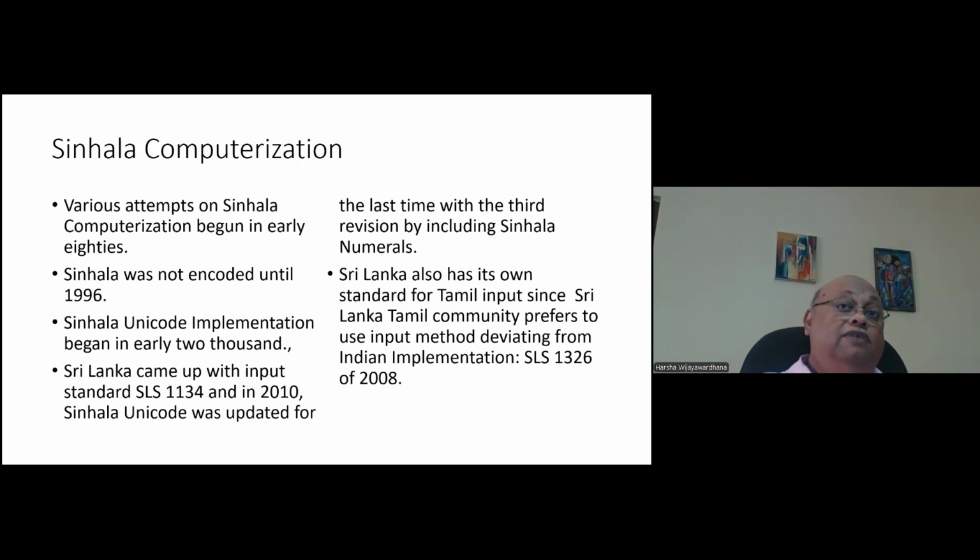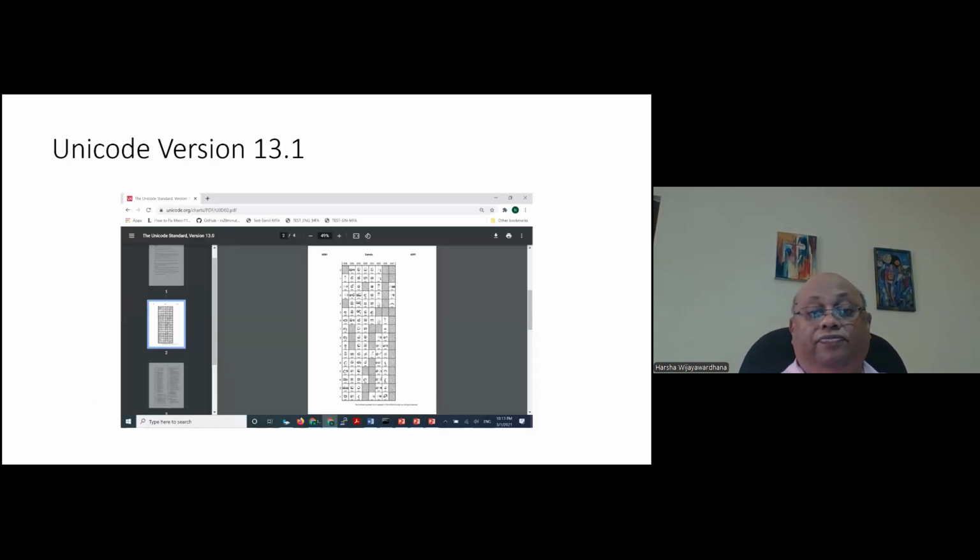Later on, I was trained to create Unicode fonts as a part of the Pan Localization project. We learned formally, though we had done it informally in our labs, but the formal learning was done. And then later on I spearheaded the training part of creating fonts, the basic infrastructure of Unicode in Sri Lanka. So what you are seeing is Unicode version 13.1.